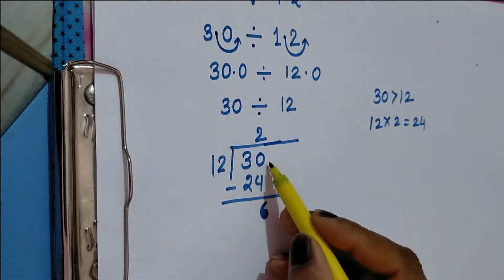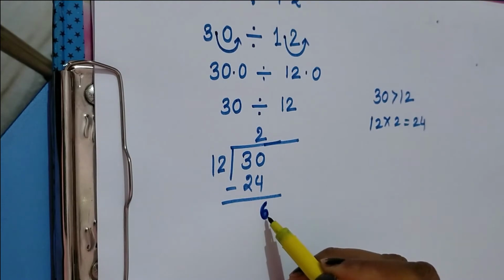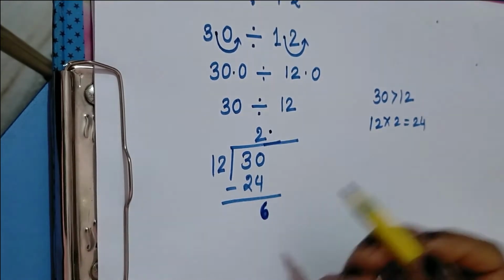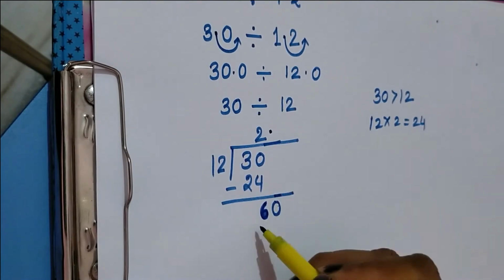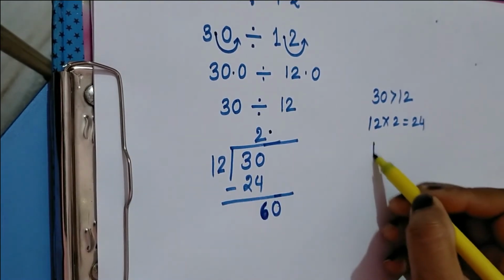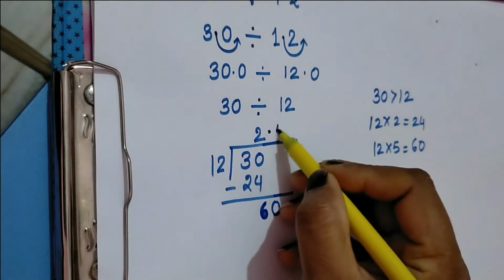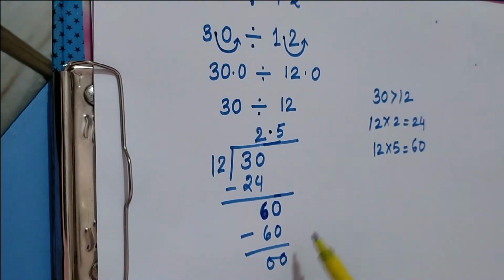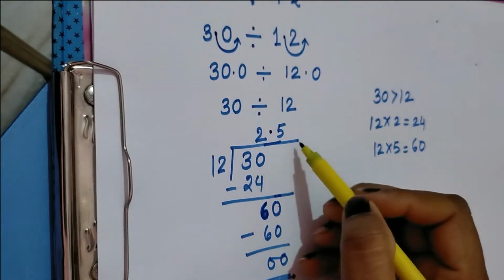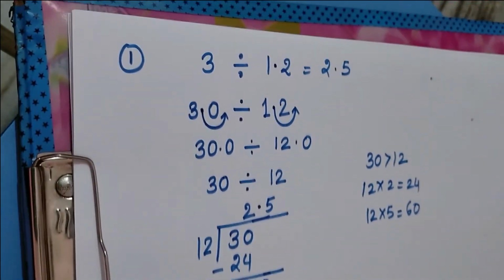Now we are done with all the digits present in the dividend, but we are pending with the remainder 6. So we can put a decimal point over here, and due to this decimal point we are allowed to put 0 over here, making it 60. Now we know the table of 12, 5 times 12 is 60. So here we can write 5 and here 60. 60 minus 60 is 0. Now we are not pending with any remainder here. So our answer is 2.5. We are done here.